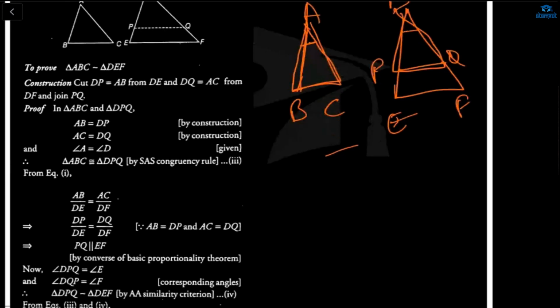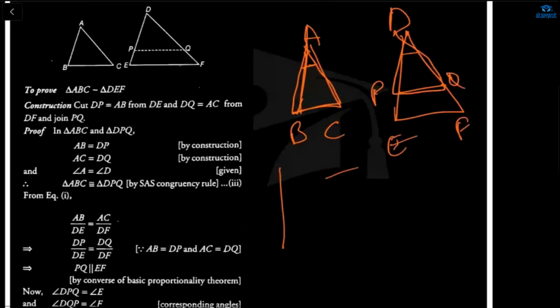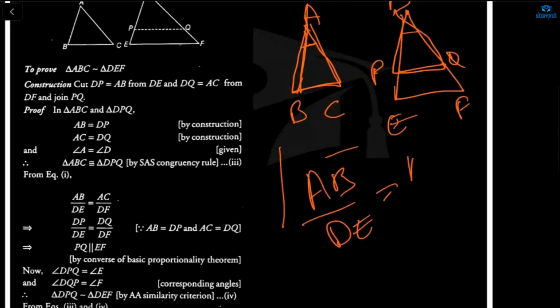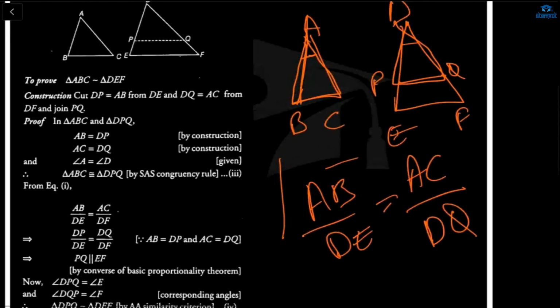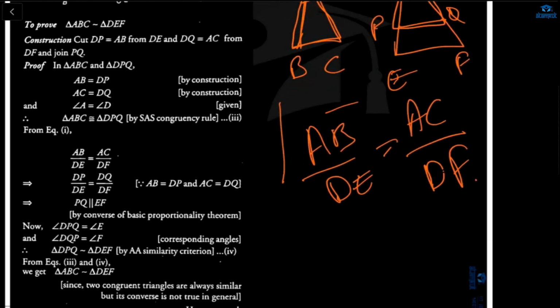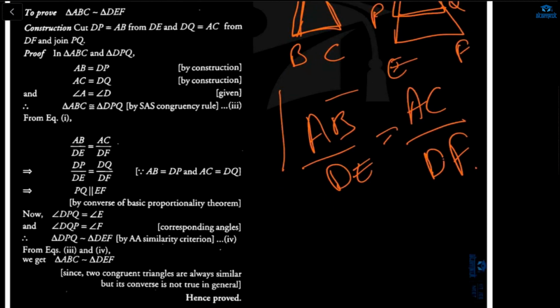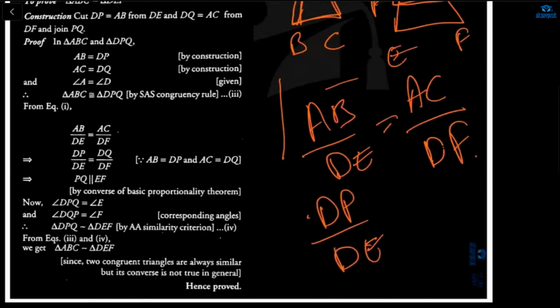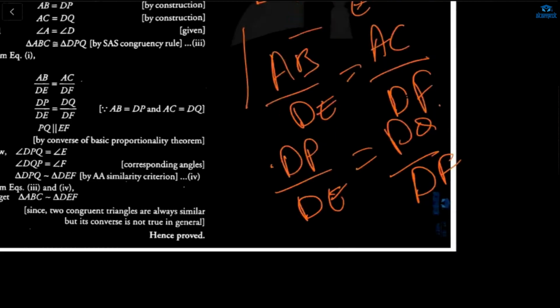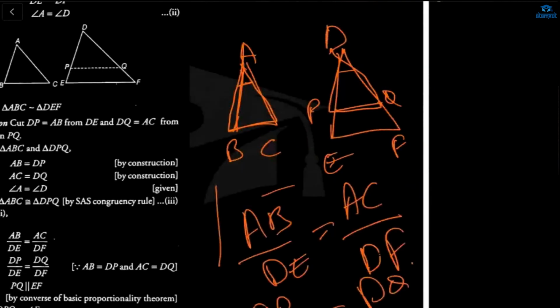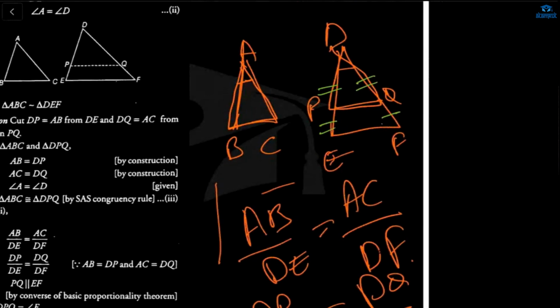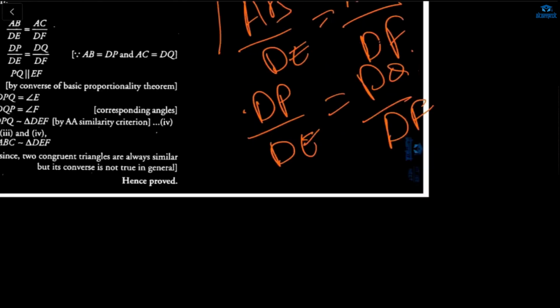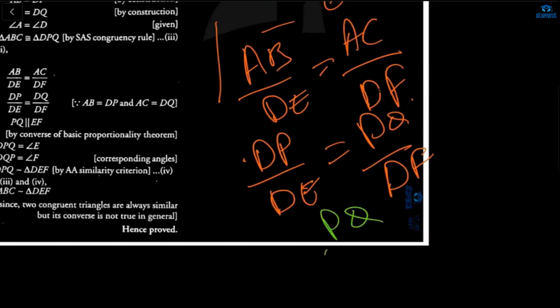From equation 1, which is already given, AB by DE is equal to AC by DF. Now instead of AB, you can write DP, because from construction we have taken AB equal to DP. So DP by DE is equal to DQ by DF. Since the ratio of DP by PE is equal to DQ by QF, that means PQ is parallel to EF.